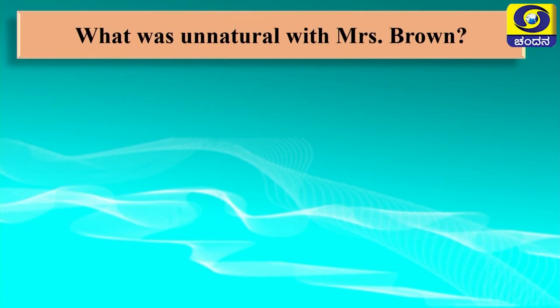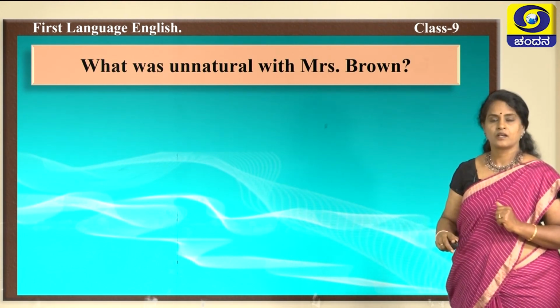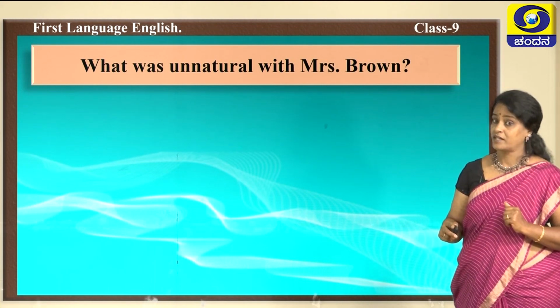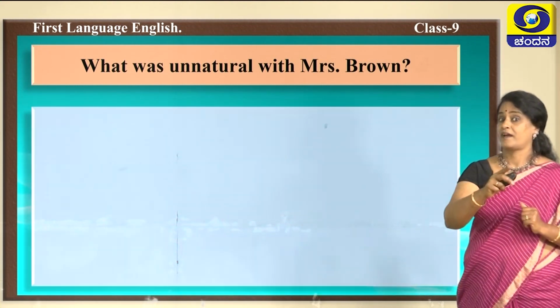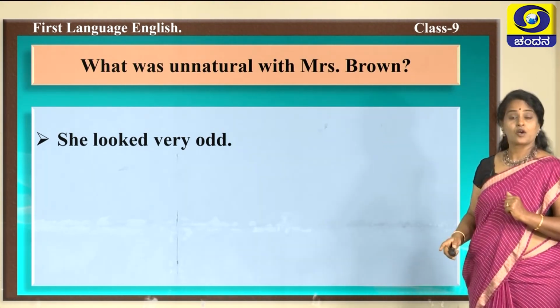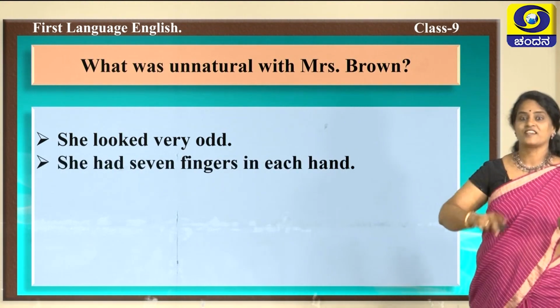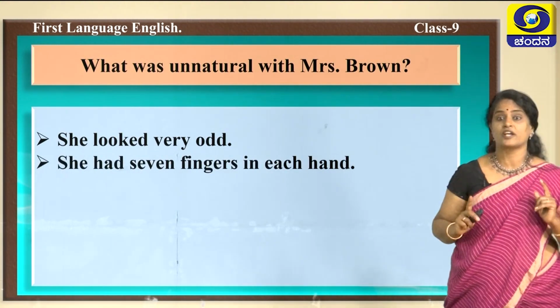What about Mrs. Brown? Mrs. Brown looked to be unnatural. Why did she seem to be unnatural? And listen to the answer. Good. She looked very odd. And what was odd in her, children? Exactly. She had 7 fingers in each hand.